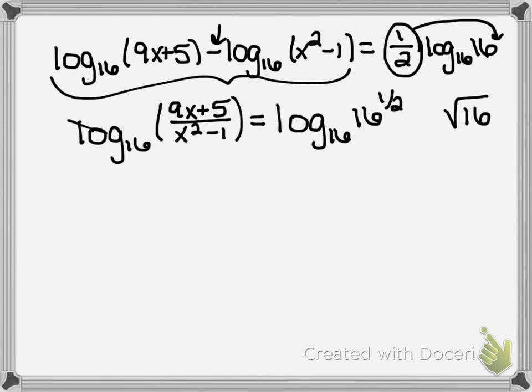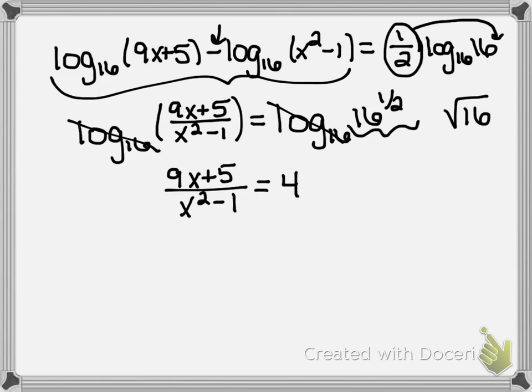Okay, so I'm going to drop my logs and my bases, and so I will have my 9x plus 5 over x squared minus 1 on the left, and then, as I said, that 16 to that 1/2 is a 4. Okay, now to finish solving, this actually just became a quadratic. It doesn't look like a quadratic yet because it's got a big messy fraction in it. So what I'm going to do is take this denominator and multiply it up to the other side.